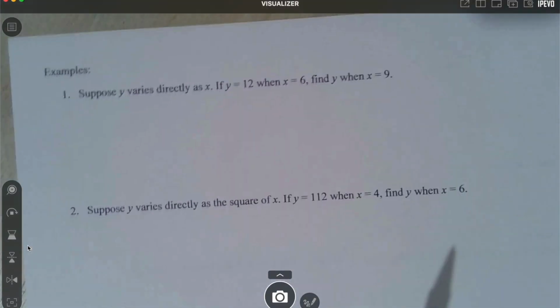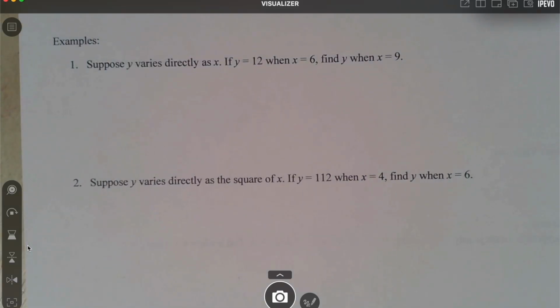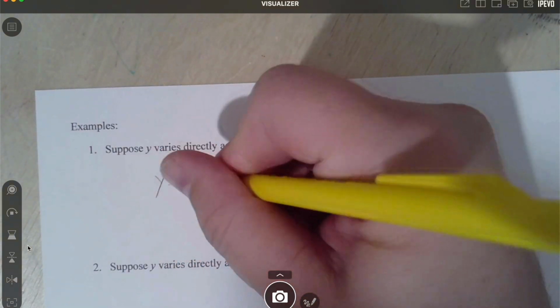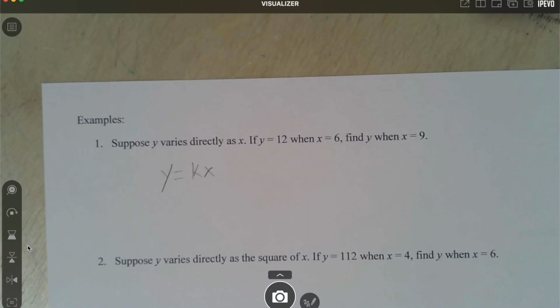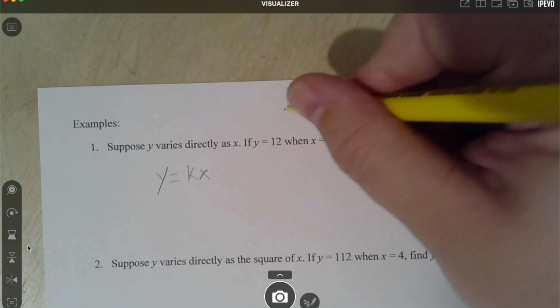So let's see them worked out a few times. Again, we're just going to do a direct and inverse variation, and they're really not too bad. So it says, suppose y varies directly as x. So great, y equals k times x. And then it says, if y equals 12 when x equals 6.